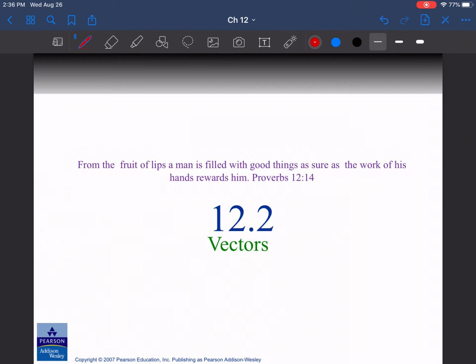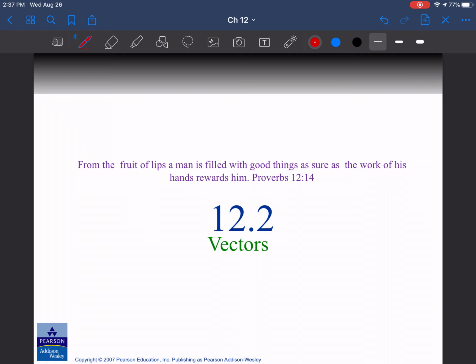All right, let's go ahead and do section 12.2 now. While we get in here, we're going to introduce ourselves to vectors. These are wonderful things. If you get good with vectors, and I mean really good with vectors, it can make a lot of other math very simple for you.